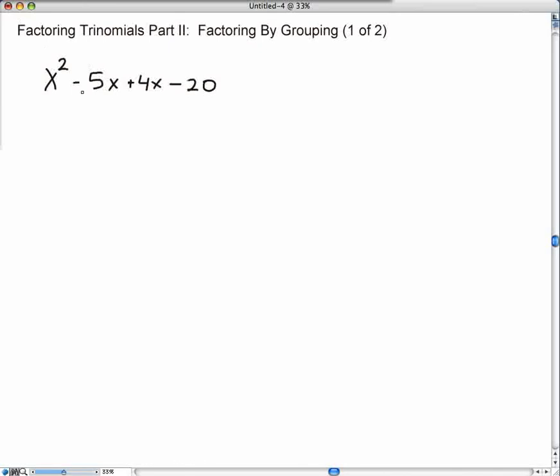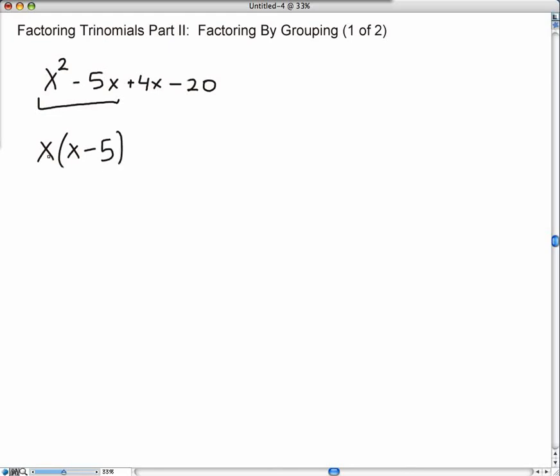Okay, let's do this problem here. Factor by grouping. You'll notice that the problem will have four terms. What you're going to have to do is factor this and have two binomials at the end. So the first thing you need to do is take the first two terms and factor them. And we are going to factor out an x here.